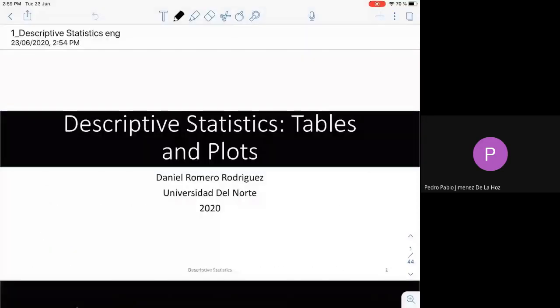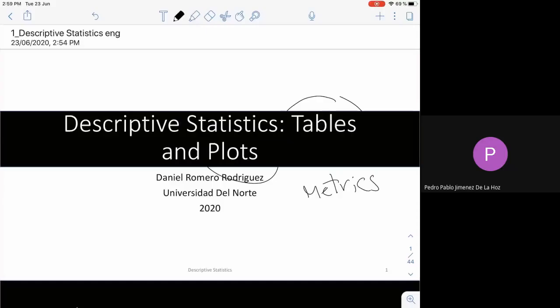In descriptive statistics, we're going to cover tables, plots, and in our next session, we will go over some metrics to capture and to analyze the behavior, the trends in our data. But today we're going to just focus on tables and plots.